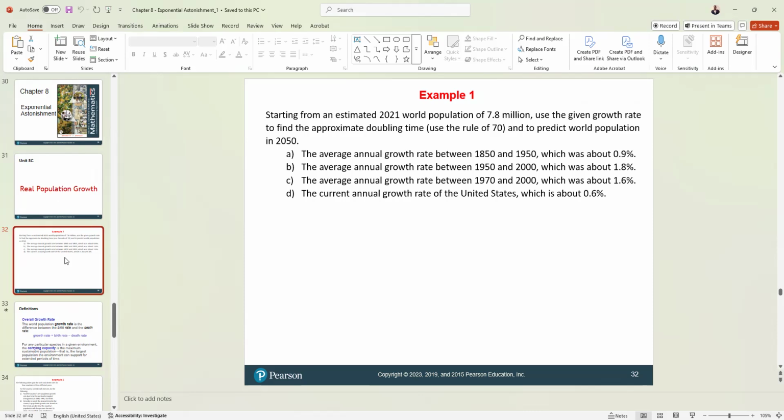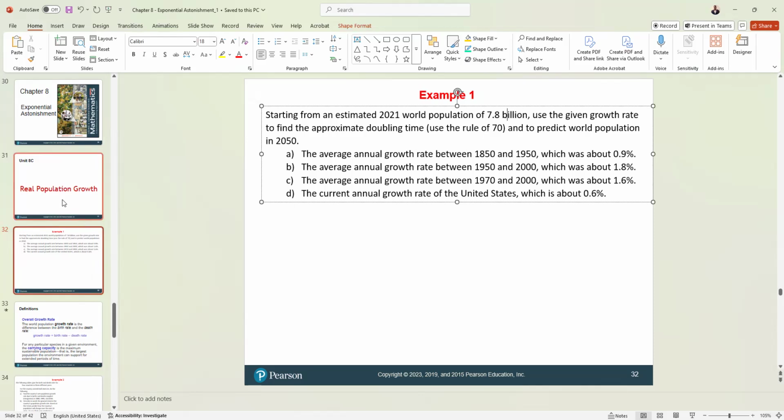The first one we're gonna go over is varying growth rates. So starting from an estimated 2021 world population of 7.8 billion. I think I made a huge mistake here putting millions, but it's really billions. Let me fix it. Use the given growth rate to find the approximate doubling time, use the rule of 70.